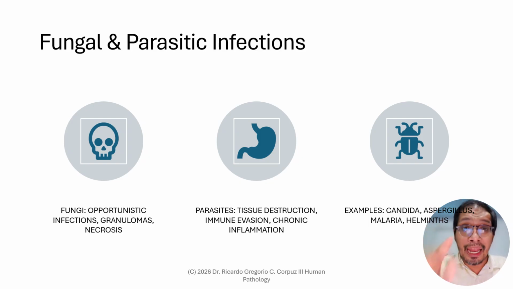These examples help students connect mechanism to real clinical syndromes. So fungi primarily cause disease in immunocompromised hosts through granulomas and necrosis, while parasites produce chronic inflammation, anemia, and organ damage through immune evasion and persistent tissue injury.